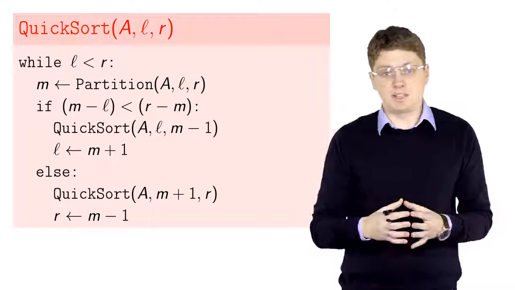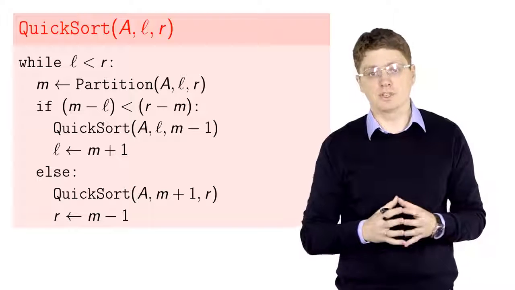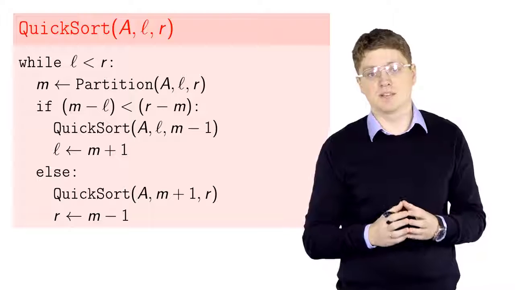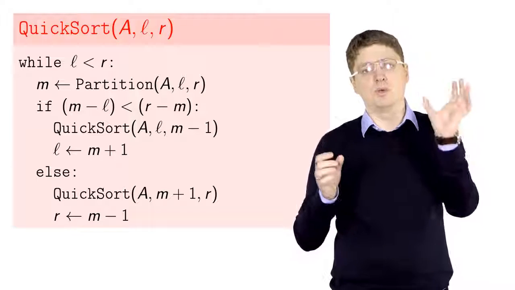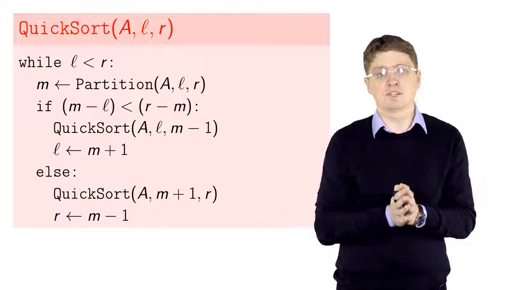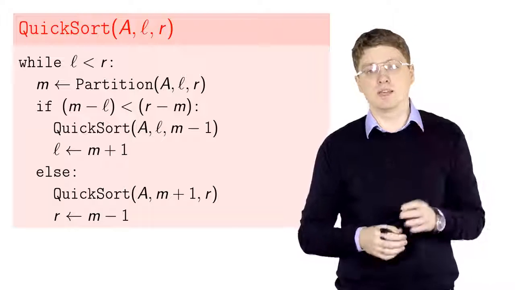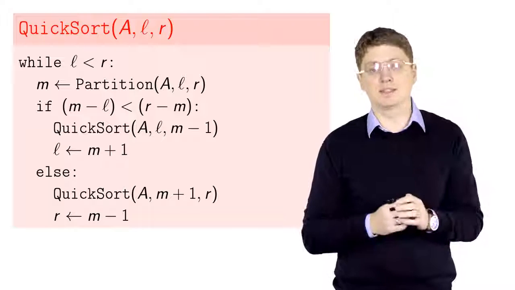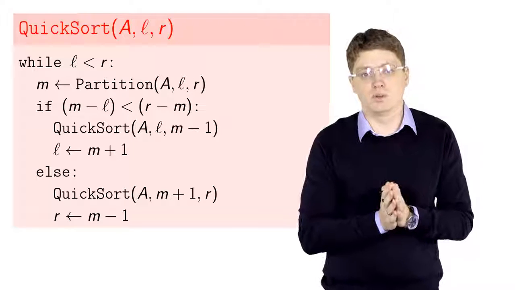And this can be implemented as follows. We first call the partition procedure. It gives us the value of m. At this point, we know the lengths of the two parts, and we just compare them. If, for example, the length of the first part is shorter, then we make a recursive call to this part, and instead of making the recursive call for the second part, we just update the value of L.